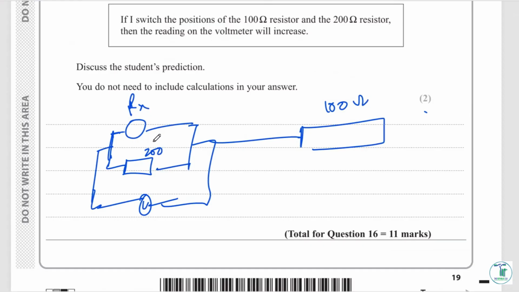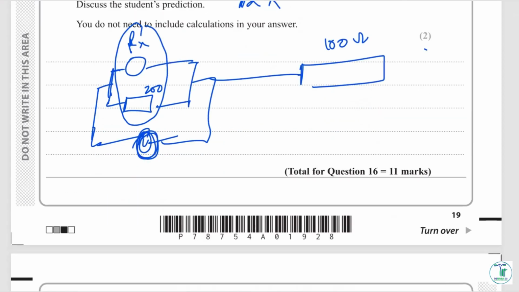So if you are increasing the resistance over here from 100 to 200 ohms, what does that mean? That the resistance of the parallel combination would simply increase, right? And if the resistance of this combination would increase, what does that mean? That the reading across the voltmeter would increase as well, right? Because V is proportional to R if you're going to keep the current constant. So if you're going to switch them, 200 in place of 100, then you'll be having a greater voltage across the voltmeter.